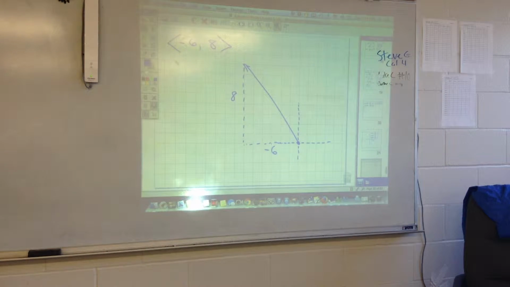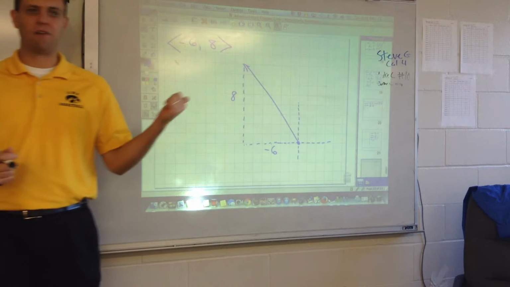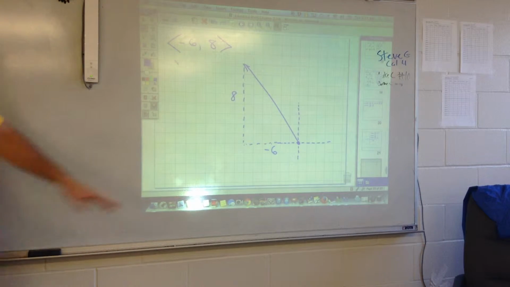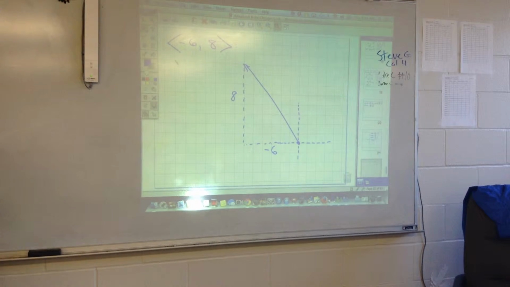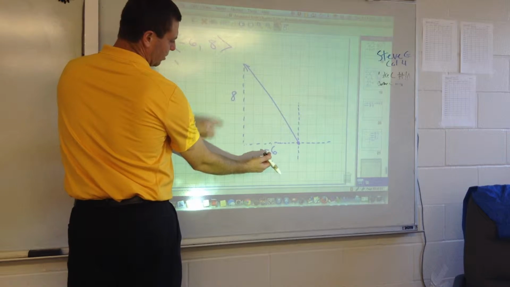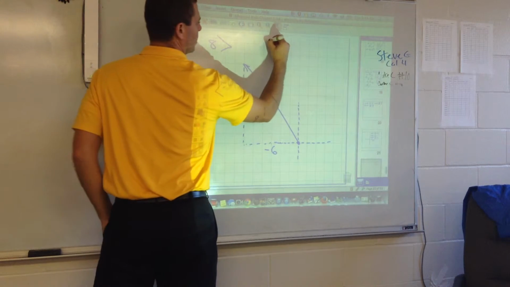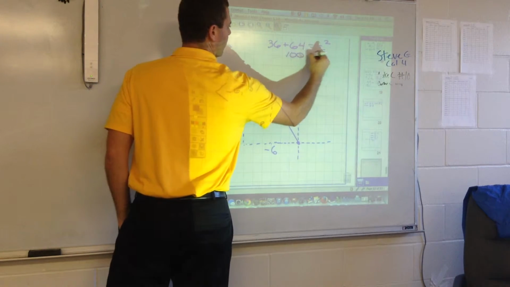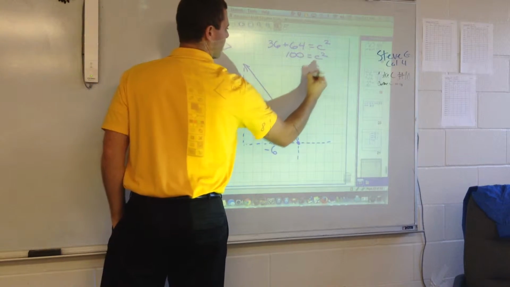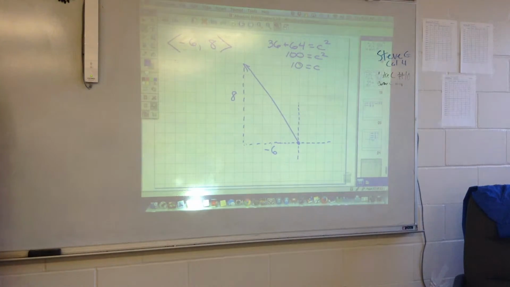We want to know the magnitude and direction. What is magnitude again? Length, the distance, the force, if it represents a force of some sort. In that case we would just need to find the hypotenuse. All you have to do is find the length of the hypotenuse using Pythagorean's theorem because we have a right triangle. So -6 squared is 36, 8 squared is 64, so 36 plus 64 equals c squared. That's 100 equals c squared, so c is 10. So your magnitude is 10 units.